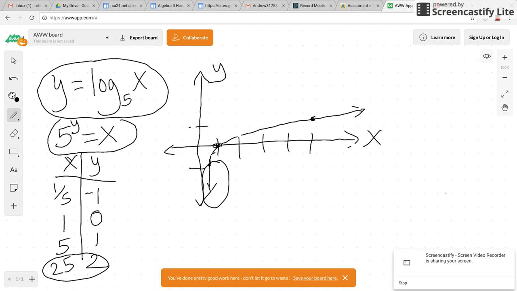And I am going to leave you here to do the rest. So make sure that you talk about your domain and your range, your x-intercepts in this case, your asymptote and your end behavior, as well as an interval where it increases. So since you have this graph here, you should be able to answer all of those questions.